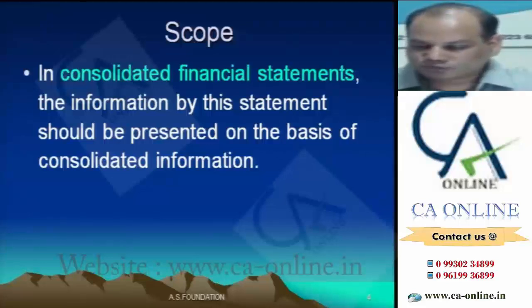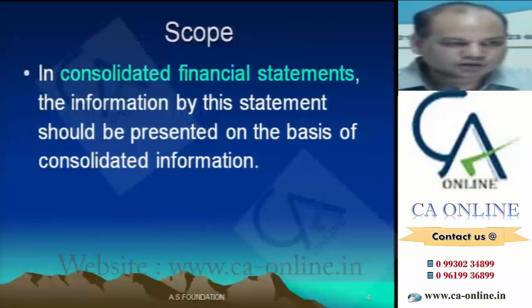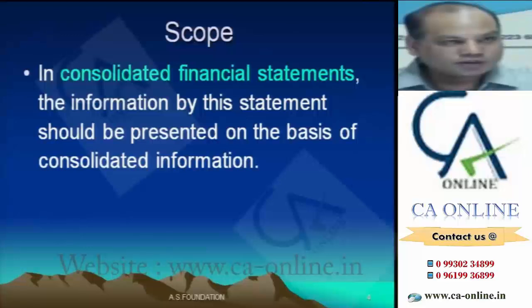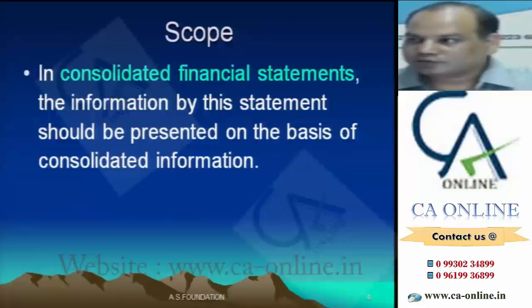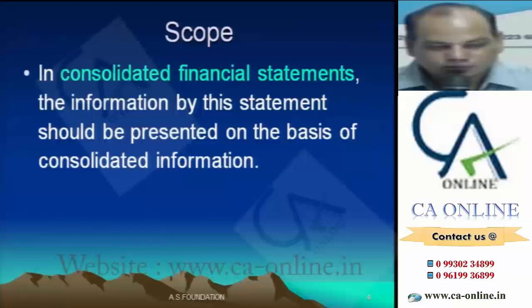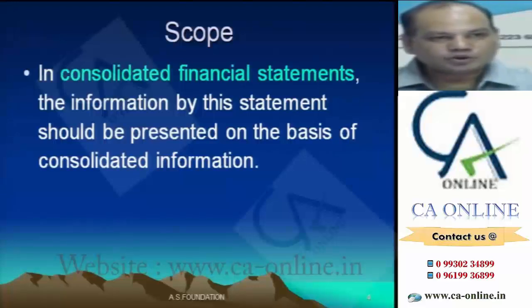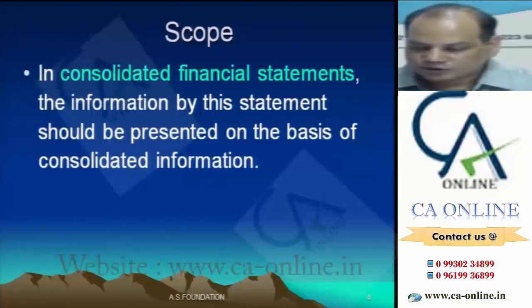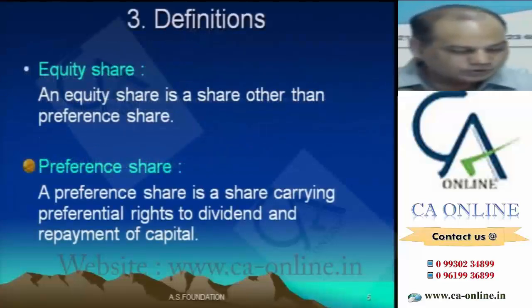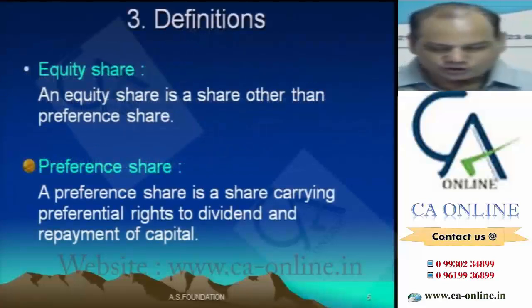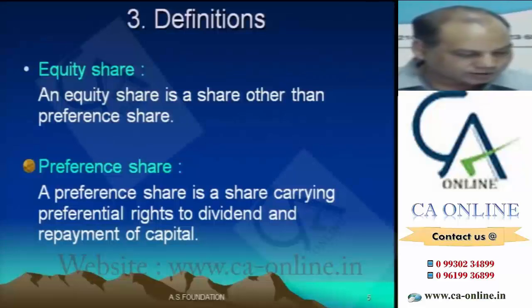So EPS will be calculated for separate statement also, and EPS will be calculated for consolidated P&L account also. In AS 17 you have studied, if segment report is prepared for consolidated financial statement, it is not mandatory for separate financial statement. That exemption is not there for EPS. EPS will be calculated based on separate P&L account as well as consolidated P&L account. First we'll see the definition of equity share, preference share, potential share, etc.